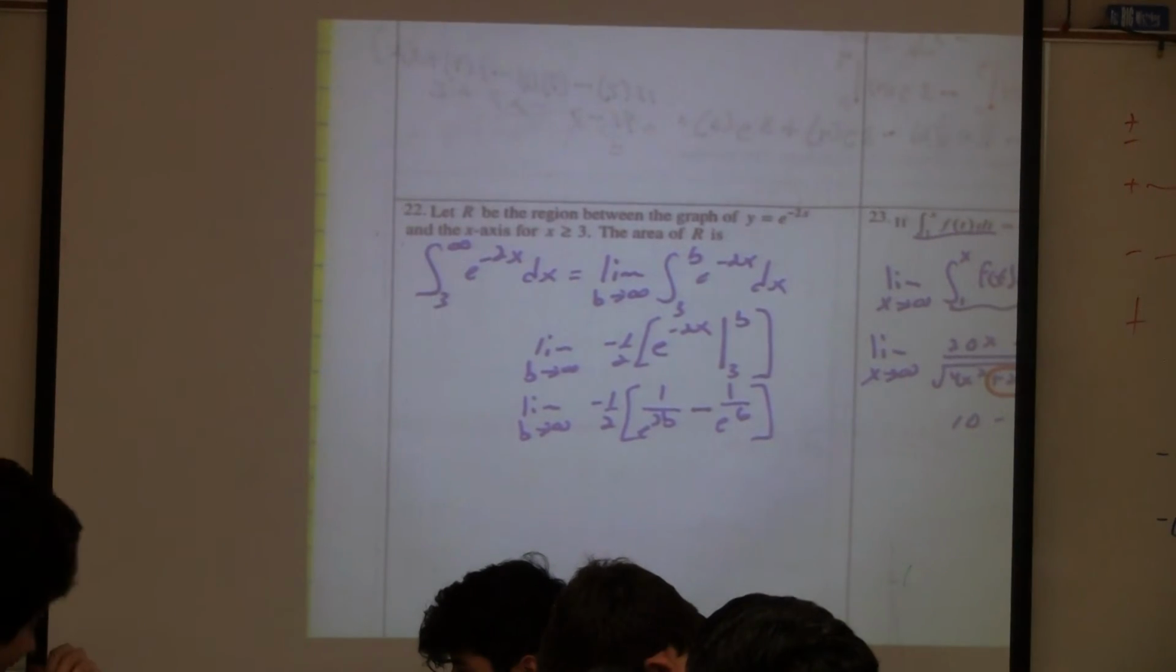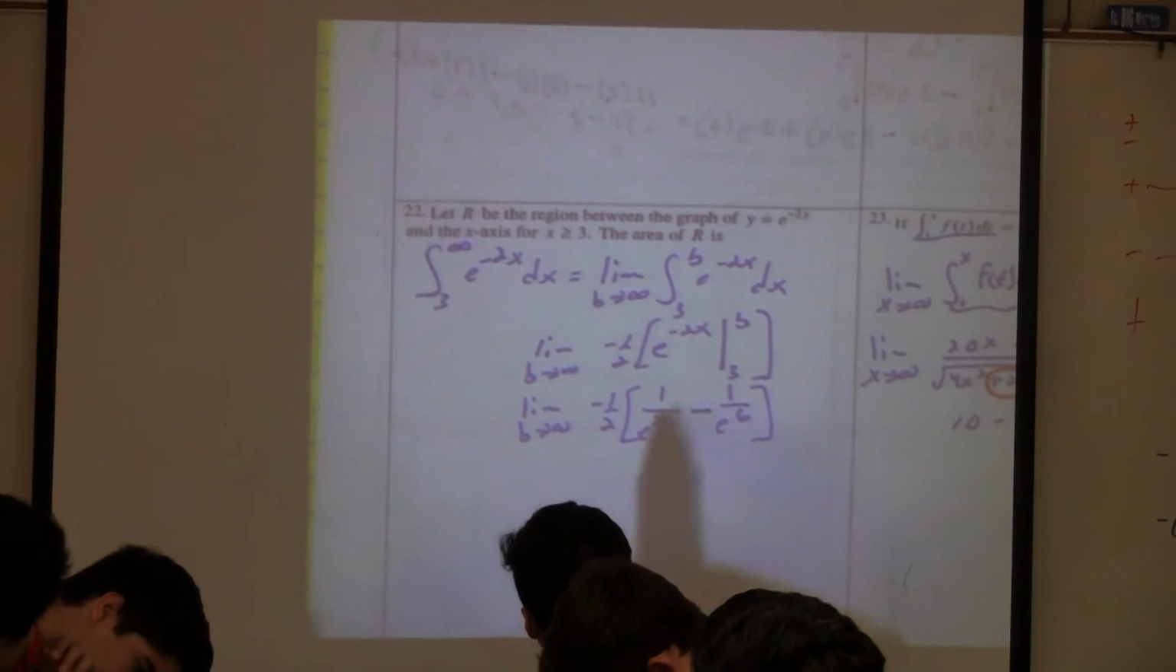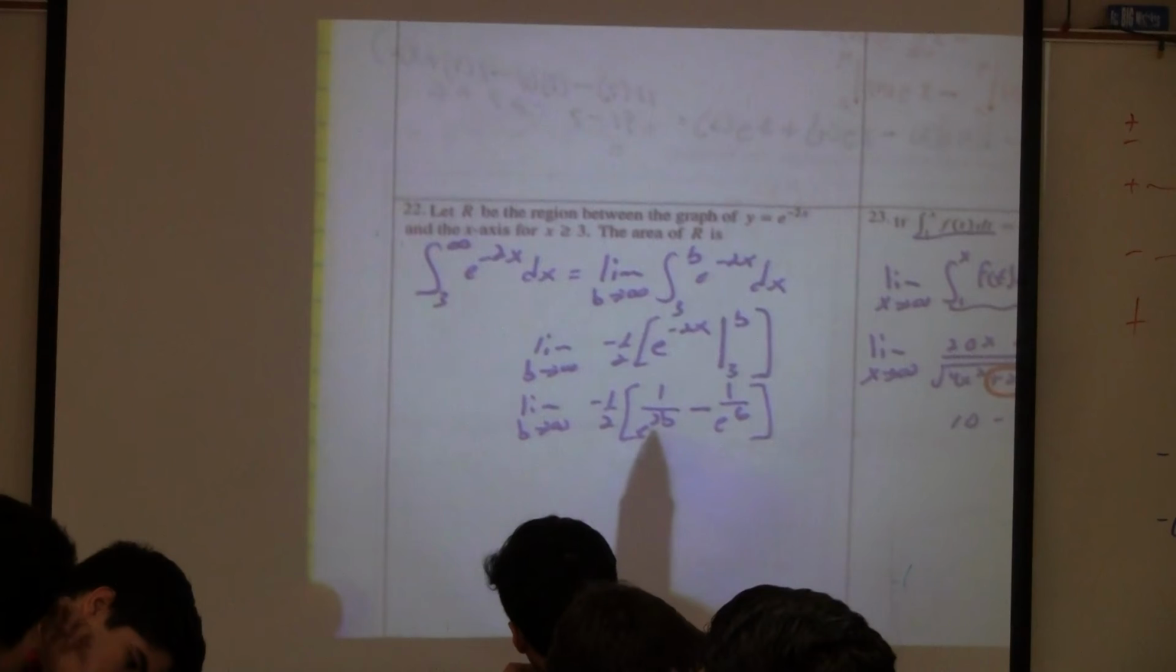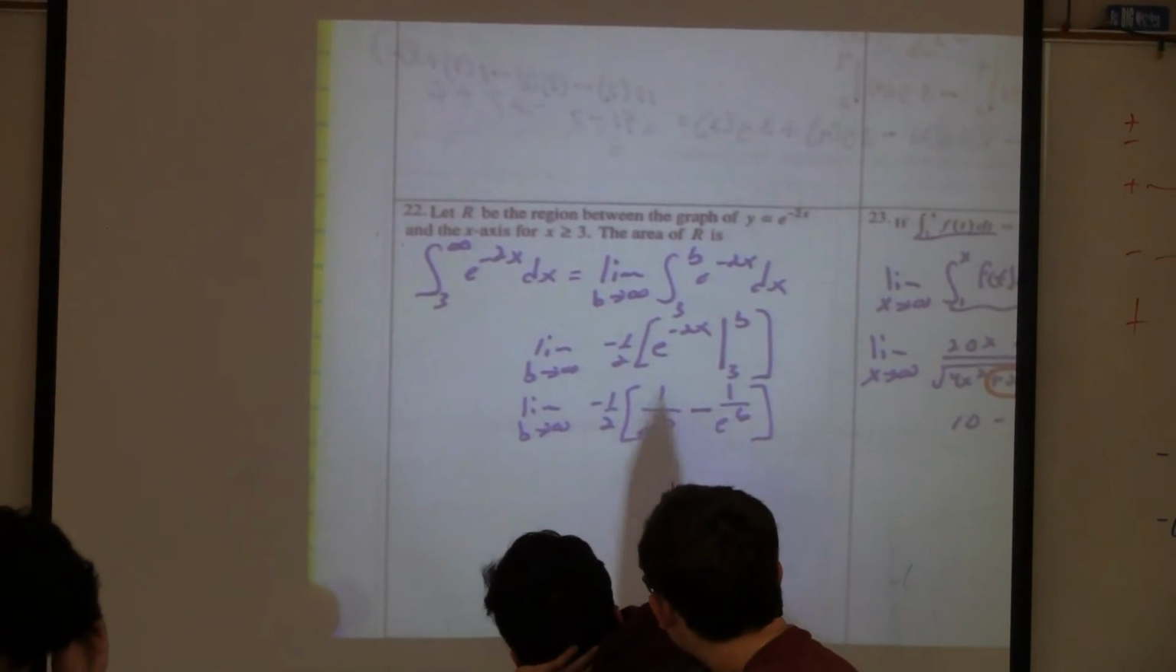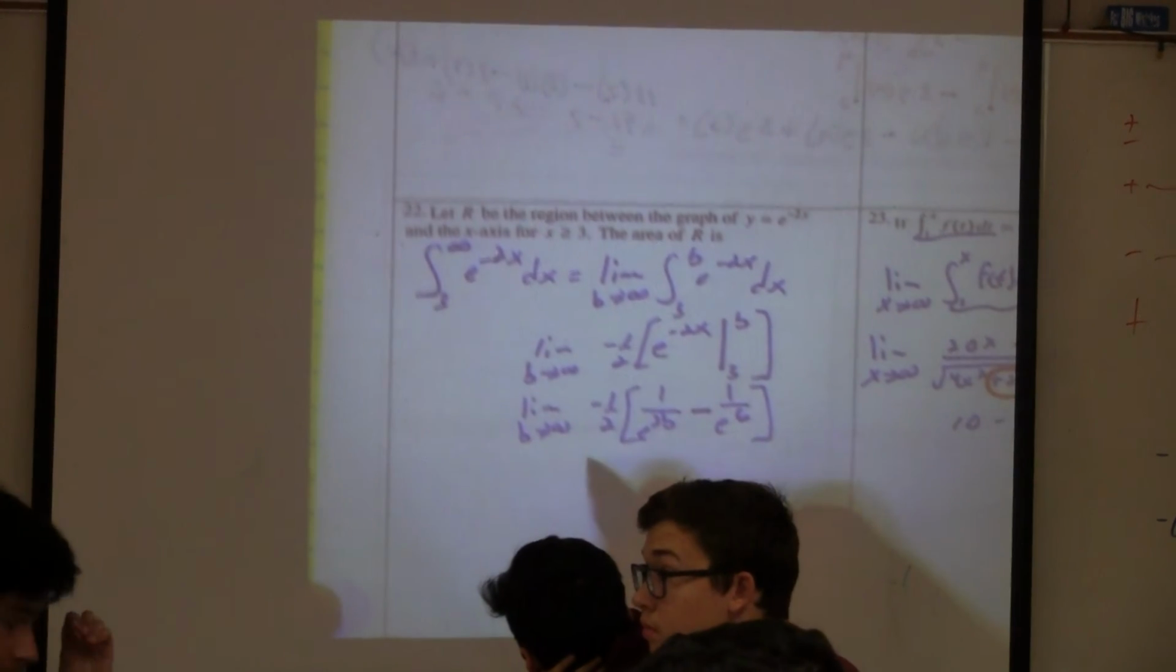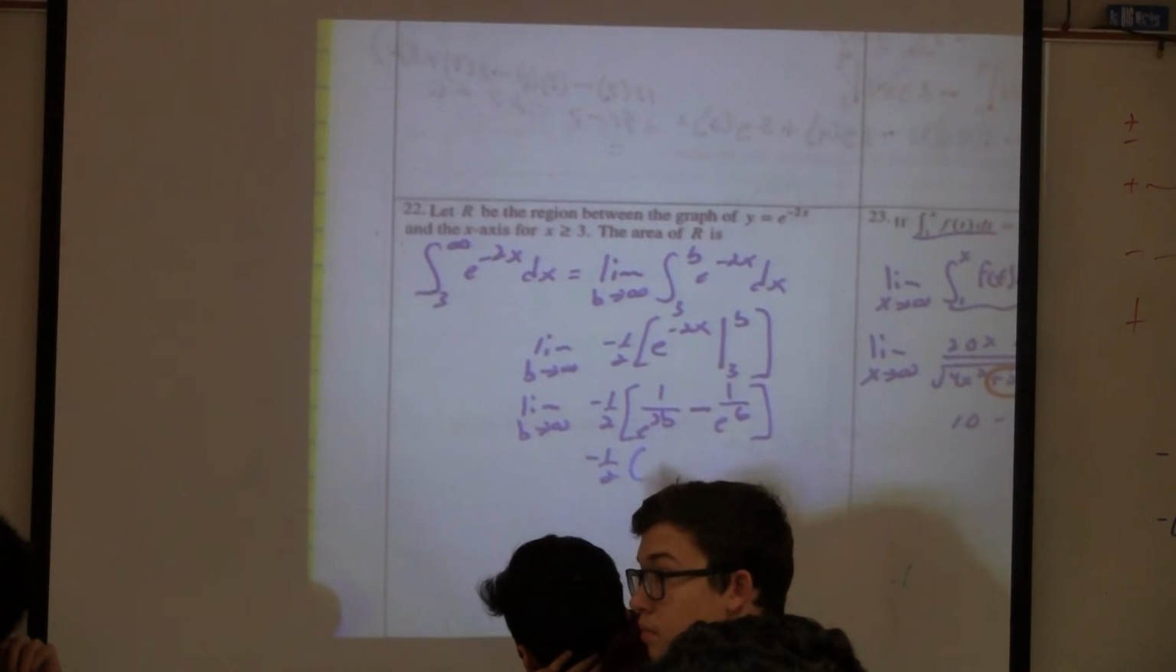Alright, so this limit is only going to affect this part of the problem. So as we go to infinity down here, what does the value of that fraction become? 0. So it's really negative half times.